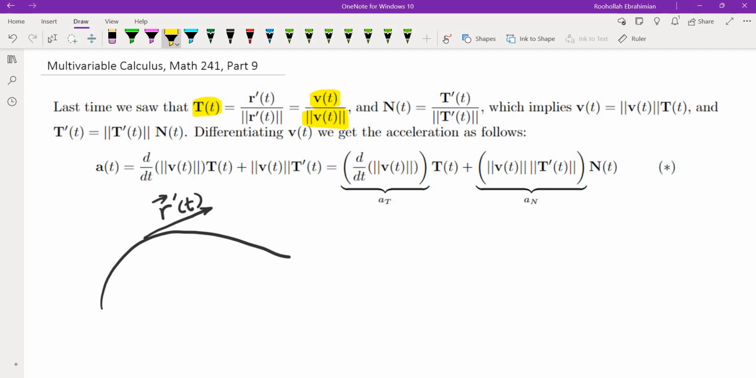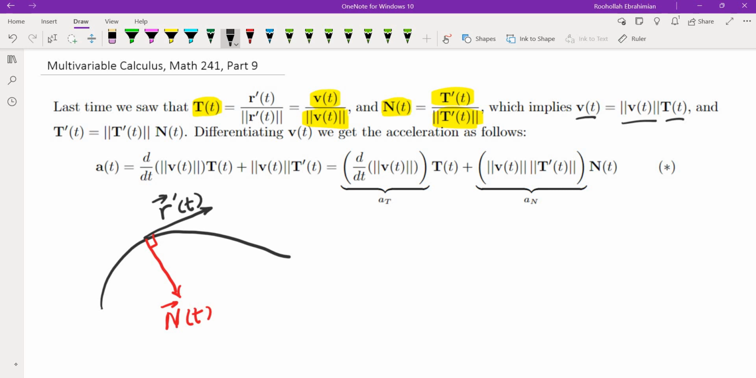And then we also talked about how a normal vector would be r t prime, the derivative of the unit tangent vector, divided by its magnitude. So what is a normal vector? It's a vector that is perpendicular to the tangent vector. And then from the first one, we get v of t equals magnitude of v times T, and T prime is equal to magnitude of T prime times N.